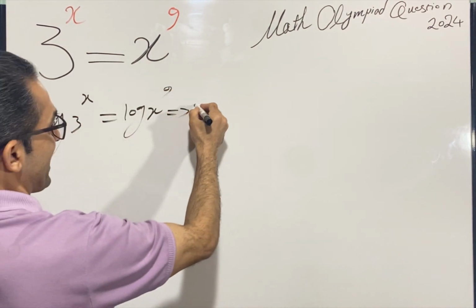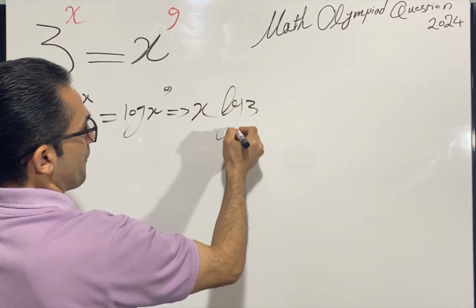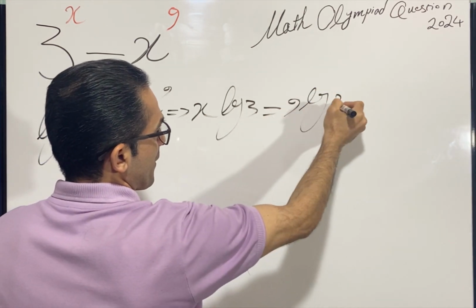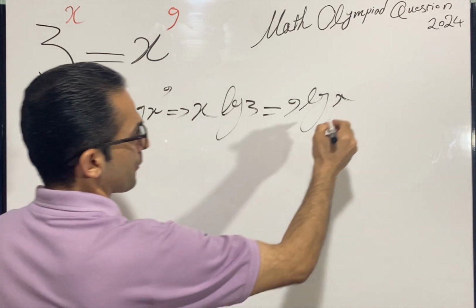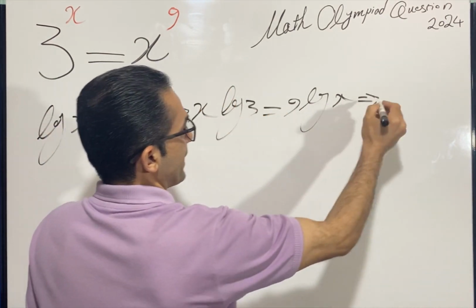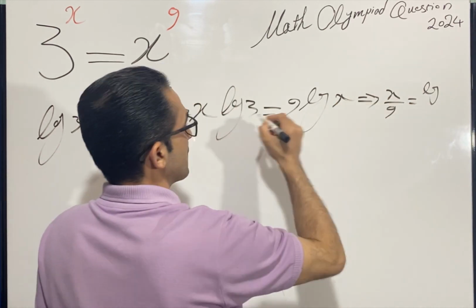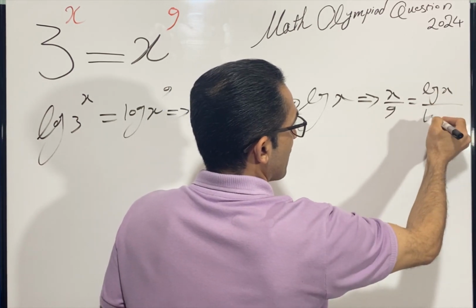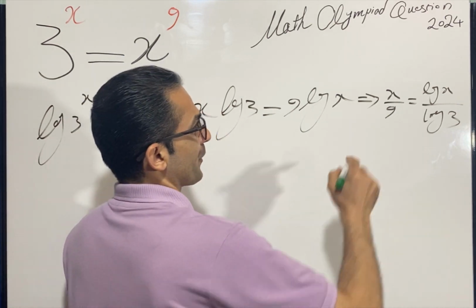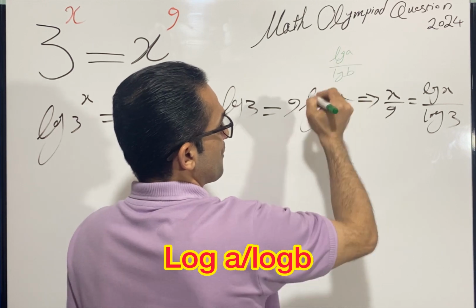I can write like this: x log of 3 equals 9 log of x. And I can write this equation like this: x over 9 equals log x over log 3. Based on log property, log a over log of b.